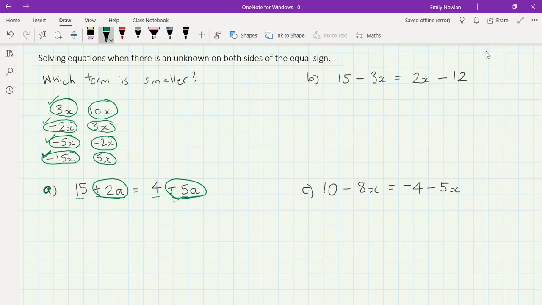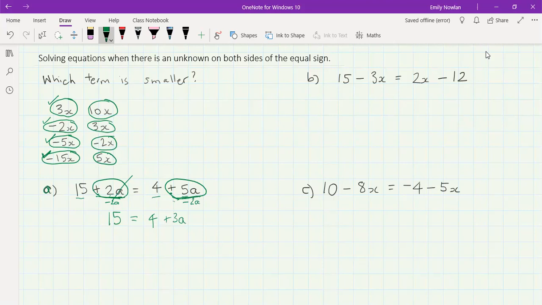So I need to get rid of the 2a by moving it to the other side. The opposite to plus 2a is minus 2a. Do that to the same kind of term on the other side. So what are we left with? Well, 2a minus 2a goes. On this side, I'm left with 15 equals the 4 still there, and it's now 5a minus 2a, which is 3a.